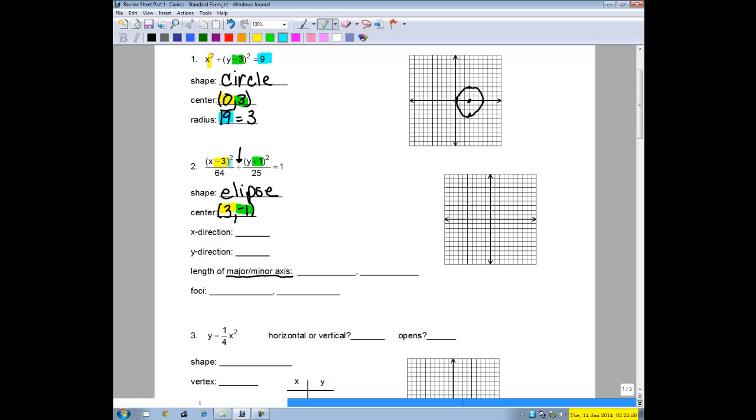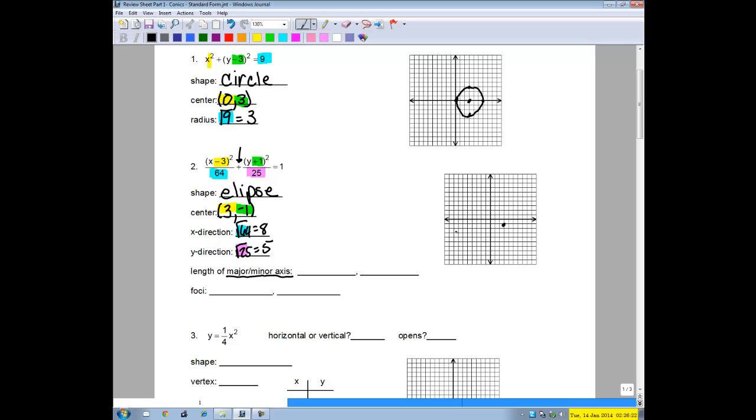The x direction is found by square rooting what is under the x. So the square root of 64, which is 8. And the y direction is found by square rooting what is under the y. So the square root of 25, which is 5. So graph your center, which is at 3, negative 1.